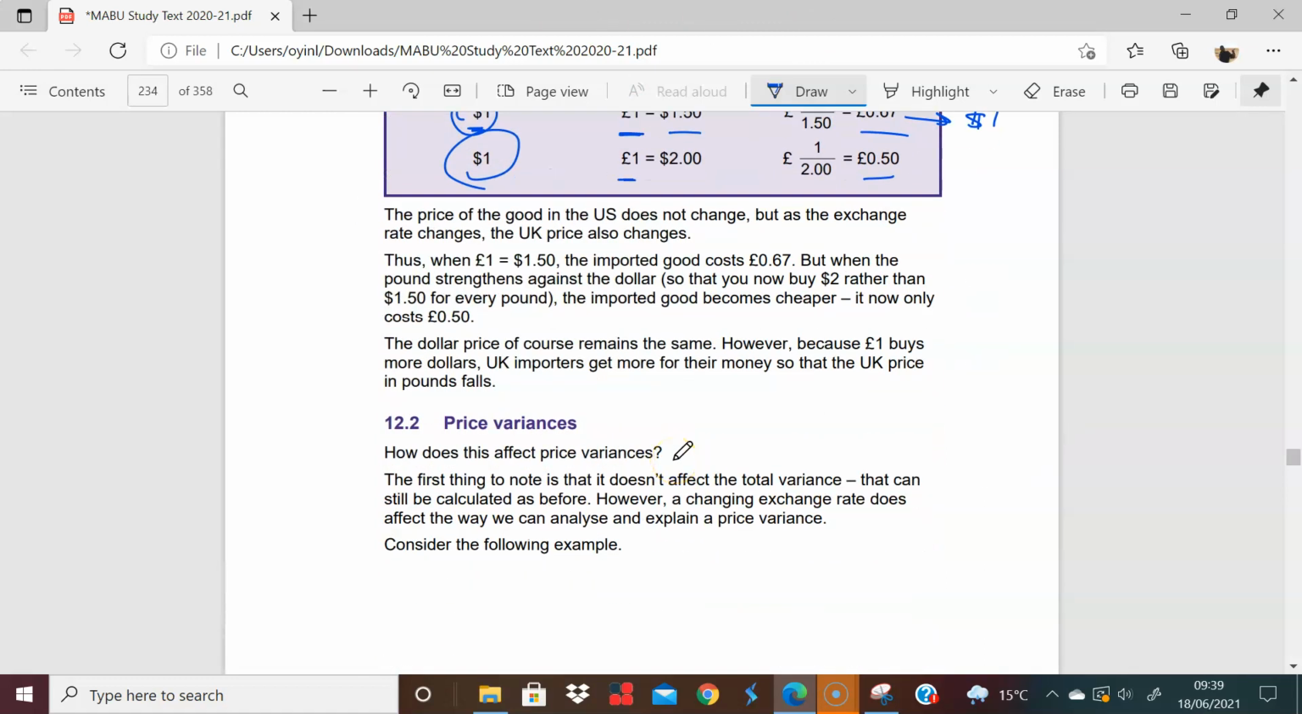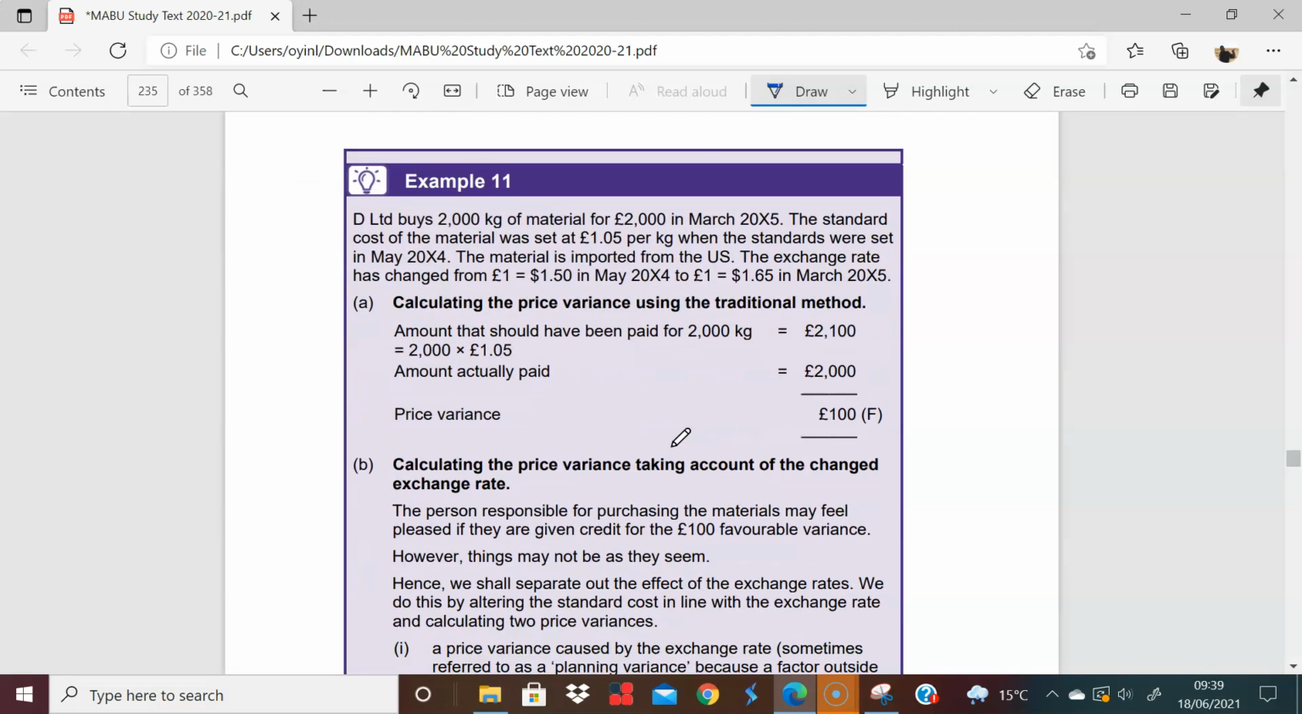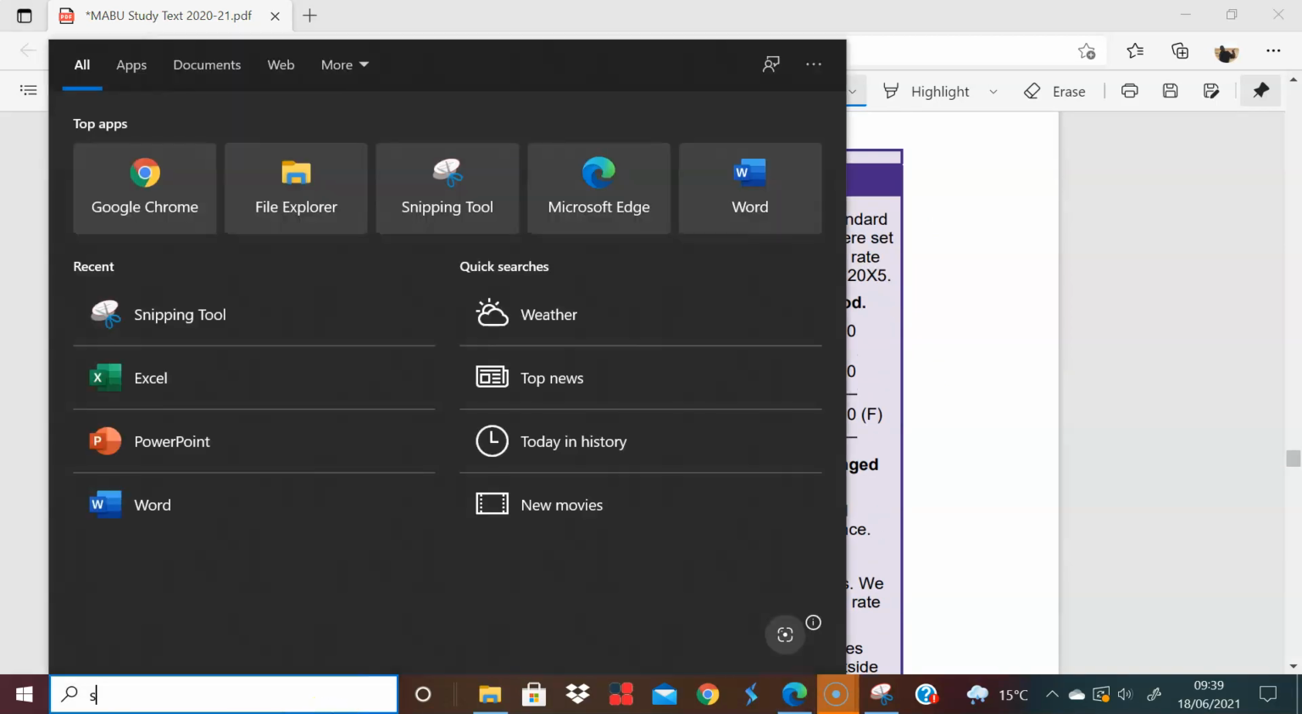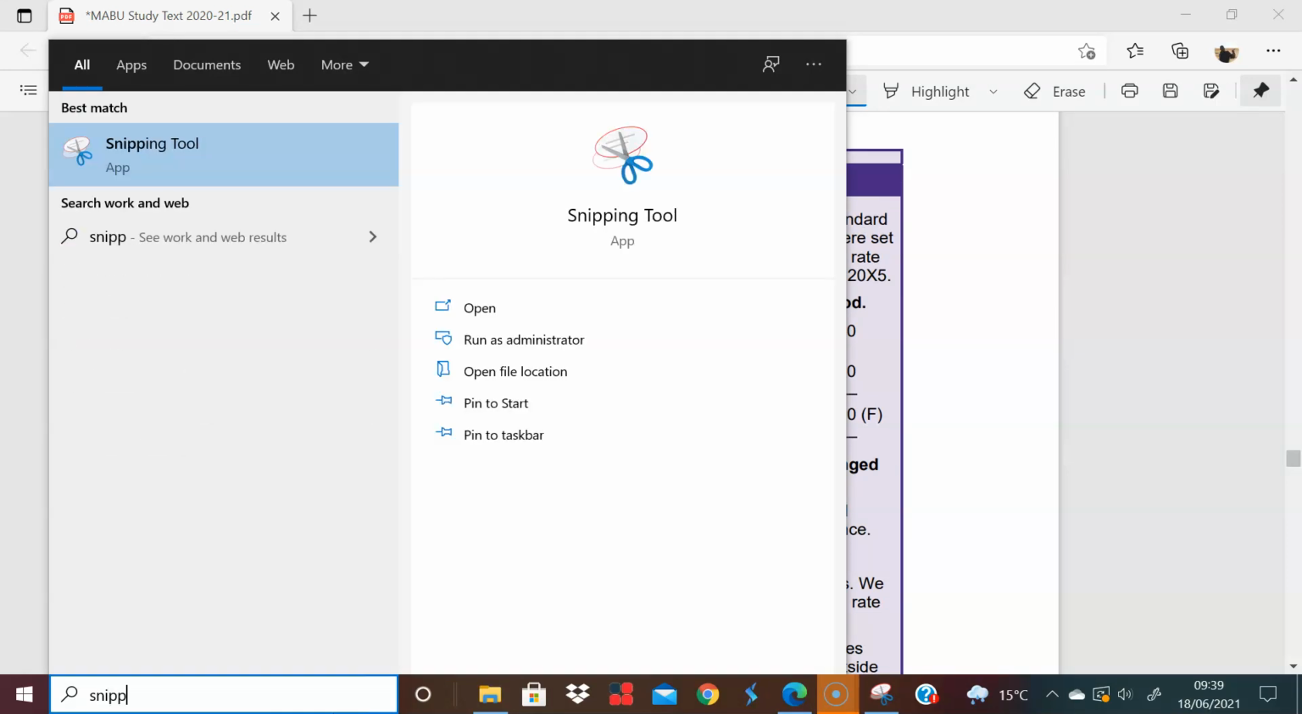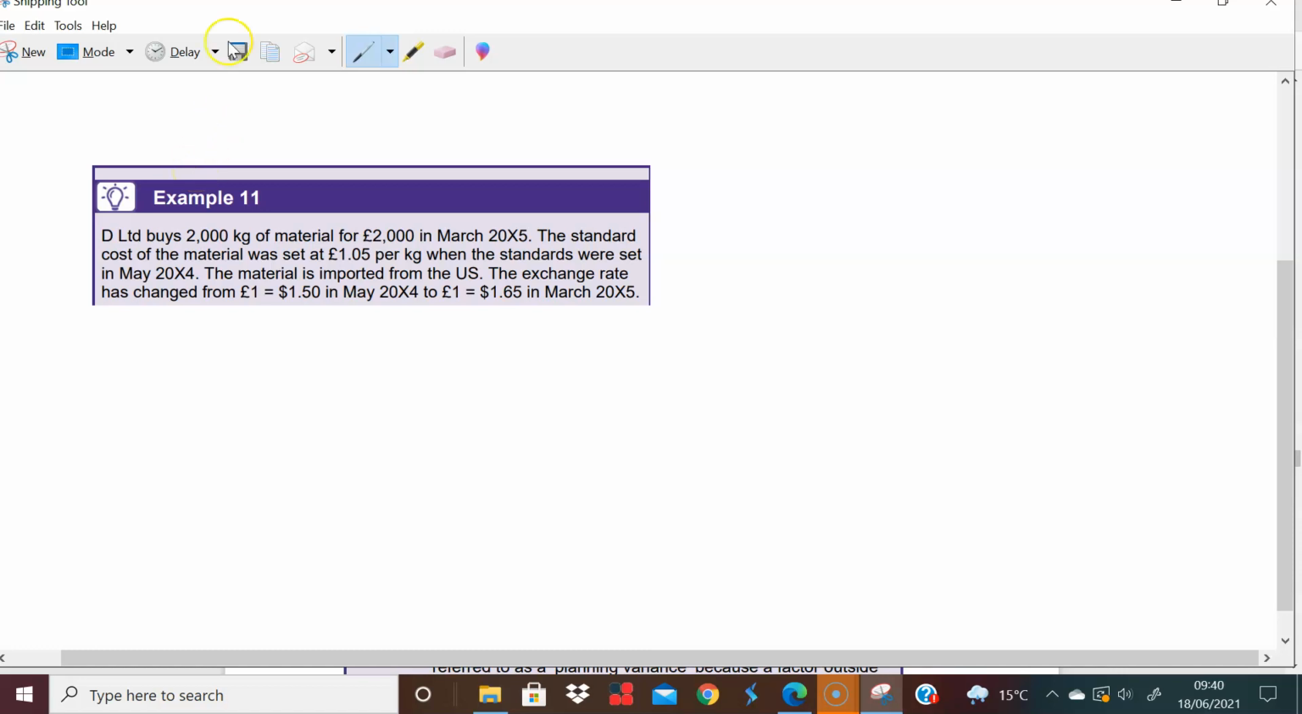Let's look at a question and look at this example here. Let me just snippet this out. I will come back to how they explain it.